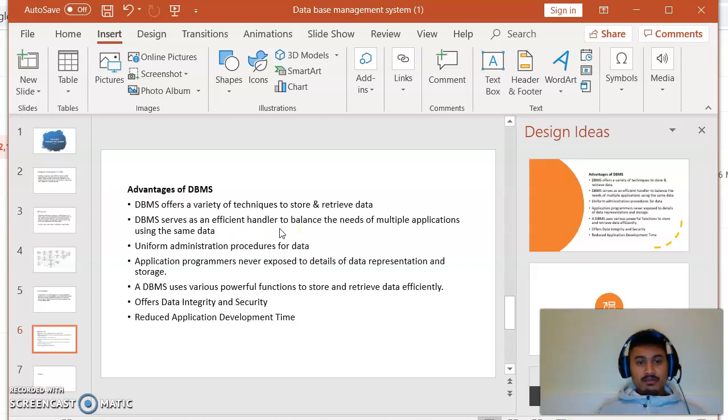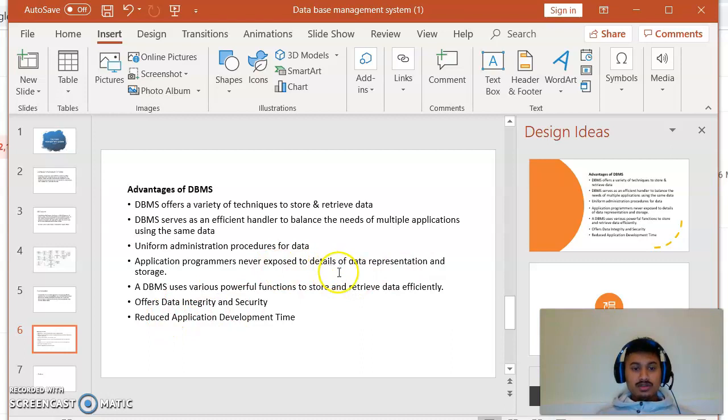And before using the database management system, we really need to understand the advantages of the DBMS. So here we go. The very first point is that a DBMS offers a variety of techniques to store and retrieve data. It also serves as an efficient handler to balance the needs of multiple applications using the same data. It also uniforms the administration procedures for data, and the application programs are never exposed to the details of data representation and storage if we use a DBMS.